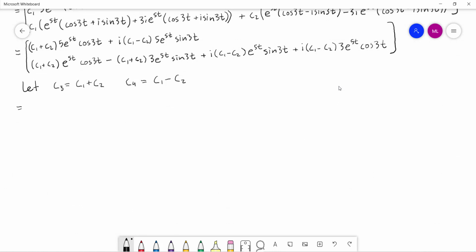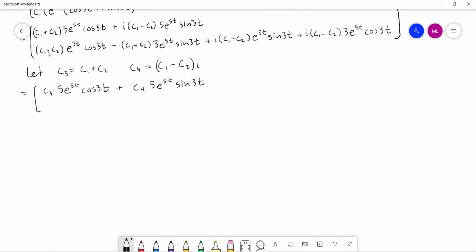We will now have, after it's all said and done, and in fact, let's actually make this C4 be real. Let's put an i here, because it only appears as C1 minus C2 times an i. So let's put that i as part of it. And now we don't have any imaginary parts. We'll roll that into the constant. And we'll have C3 times 5e to the 5t cosine of 3t plus C4 5e to the 5t sine of 3t. Right, so that's these ones on top.